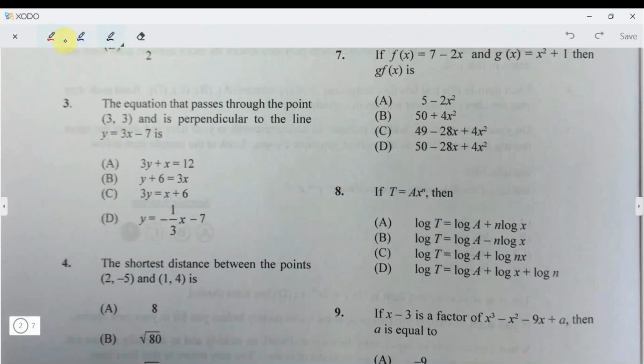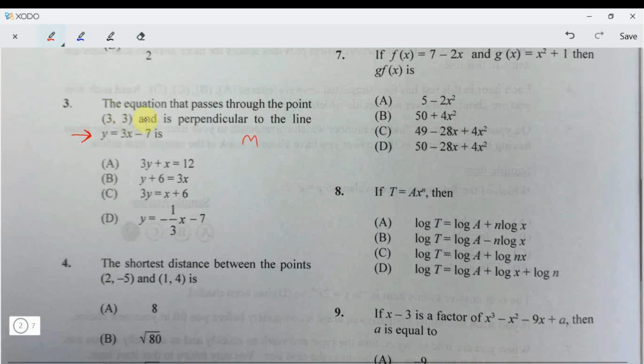Now, first thing is that if the line is going to be perpendicular to this one, then the gradient of the line we want, let's call it m2, is equal to minus 1 over the gradient of this line given. When two lines are perpendicular, the product of their gradients is negative 1. So it's negative 1 over 3 because the gradient of this line is 3. Then remember the equation of a line is what? y equal mx plus c.